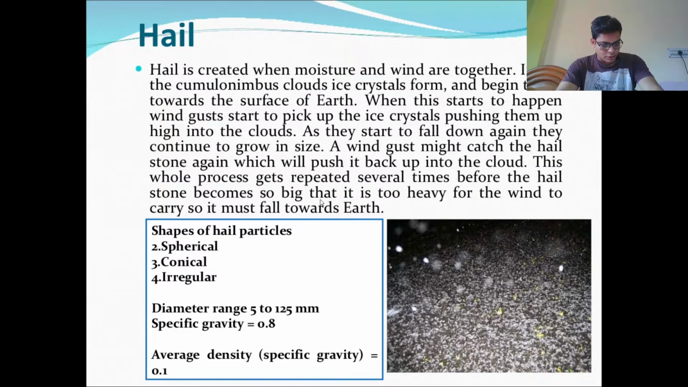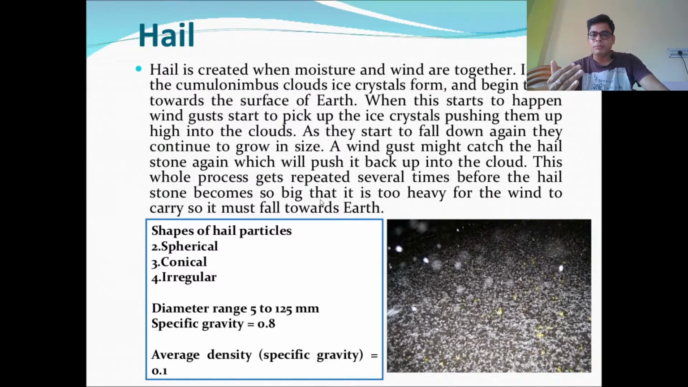Third type is hail, which is a solid precipitation. Hail is formed when water droplets are carried upward by strong wind into towering cumulonimbus clouds, and the droplets condense into ice and fall to the earth surface. So this thing we have to memorize.